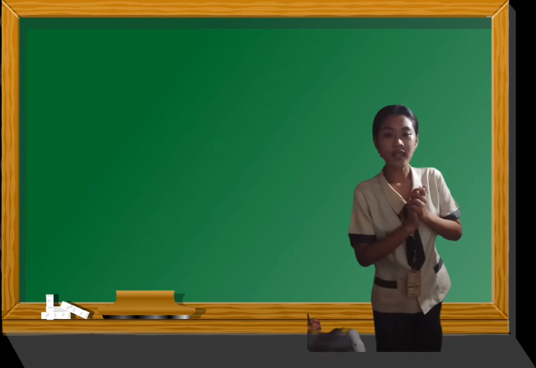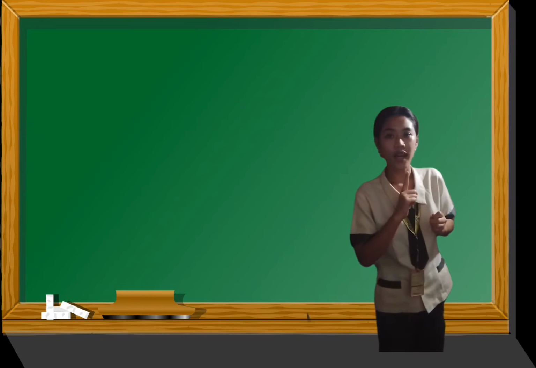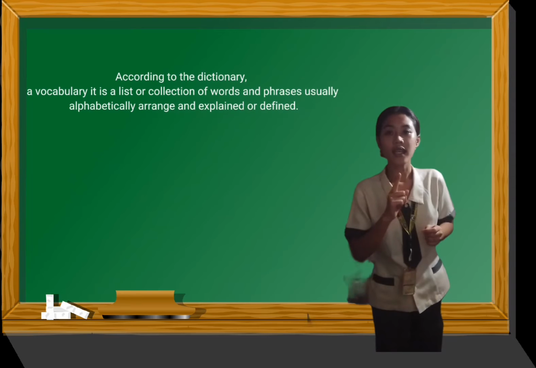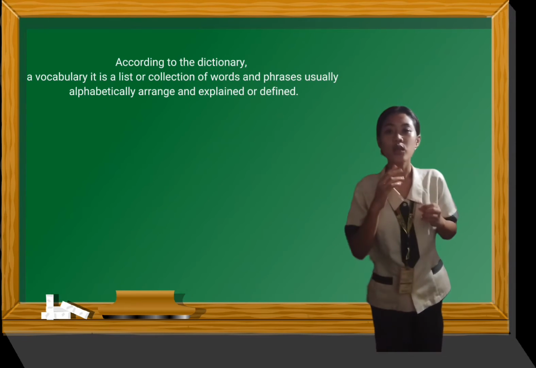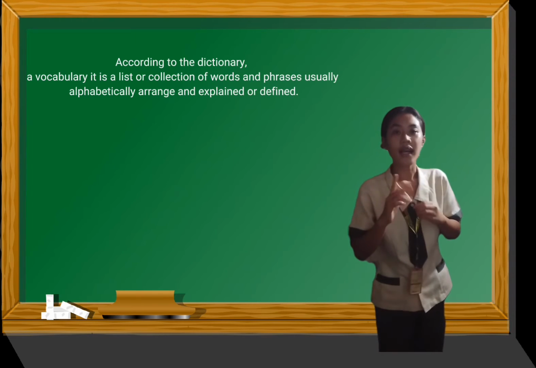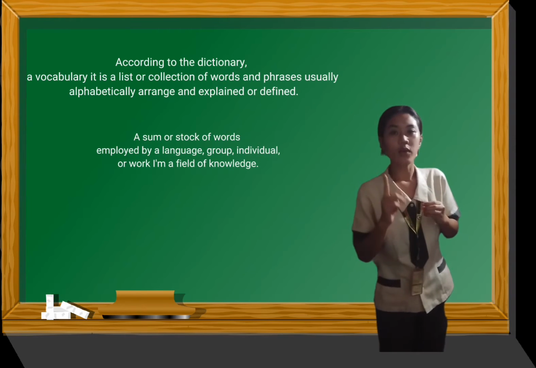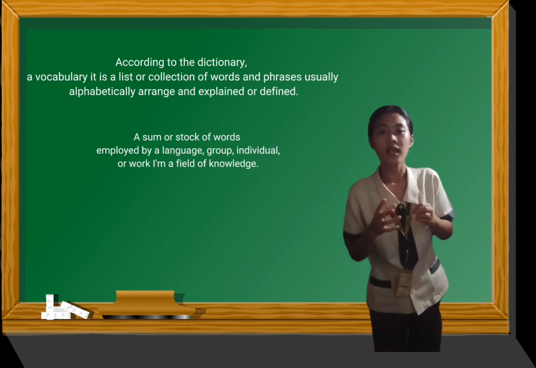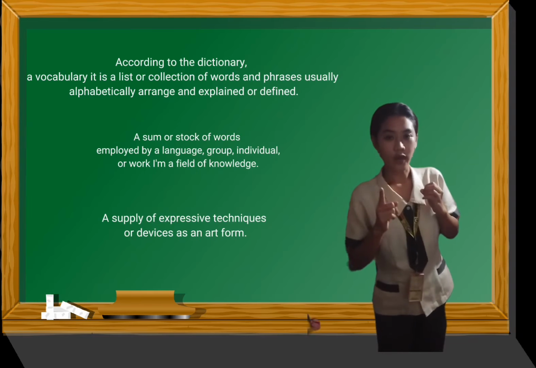Before we formally start our new topic for today, let's first define what a vocabulary is. According to the dictionary, a vocabulary is a list or collection of words and phrases, usually alphabetically arranged and explained or defined. It is a sum or stock of words employed by a language, group, individual, or work, or in a field of knowledge, a supply of expressive techniques or devices as an art form.